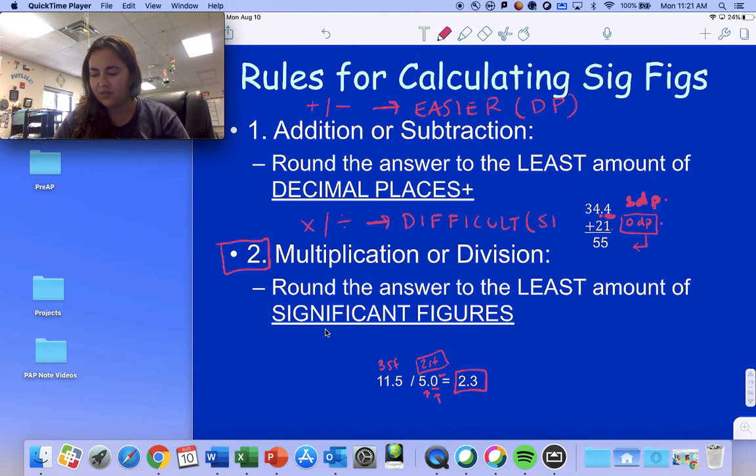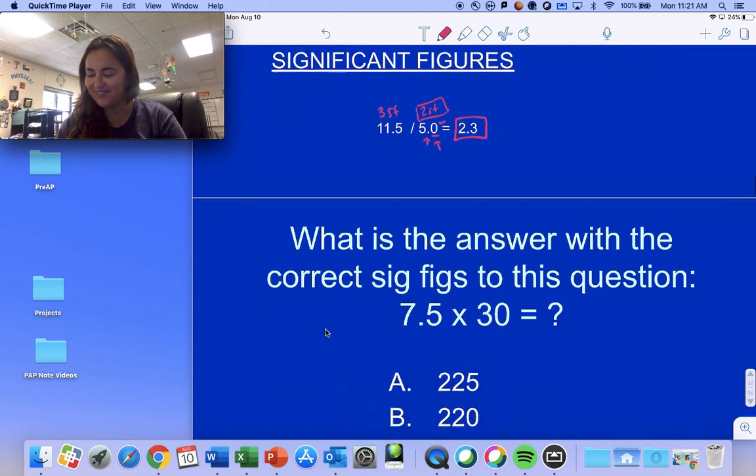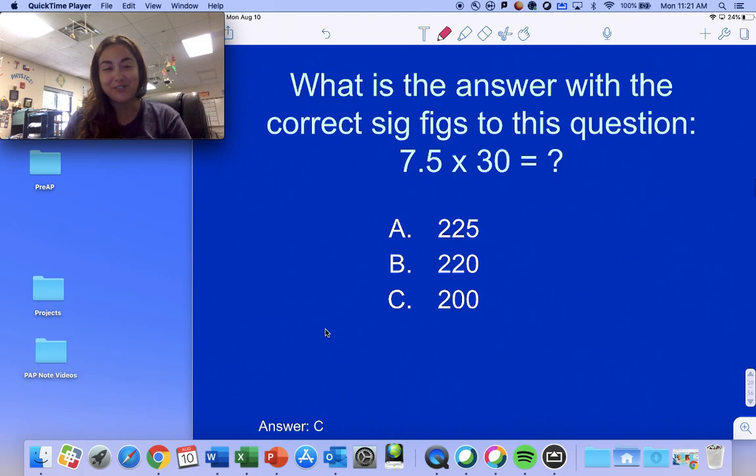So you're going to use sig figs for the more difficult math function. You're going to use the more difficult rule. And that's how I always memorized it in my head. If that helps, use it. If not, don't worry about it. So I'm going to go through the 2 examples in your notes, and then we'll be done.